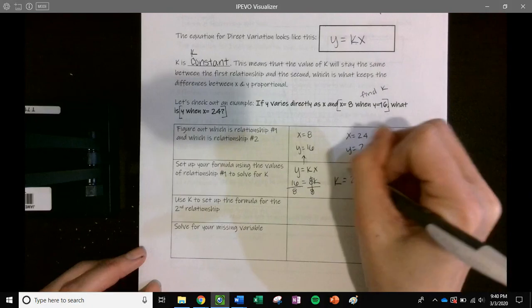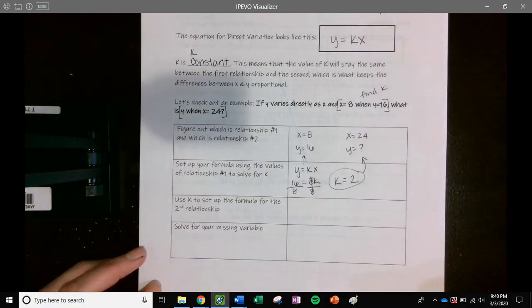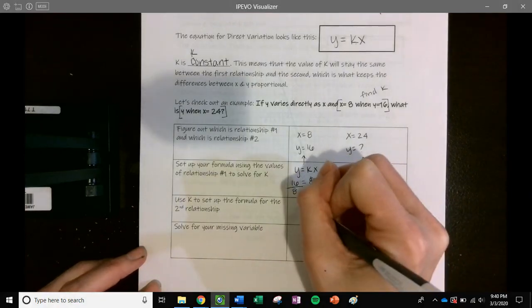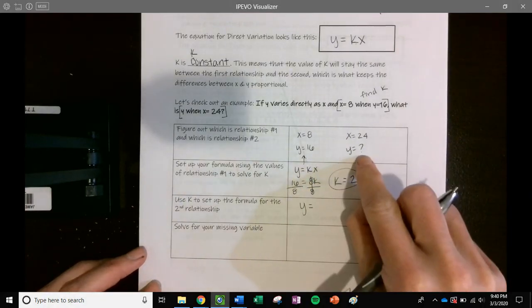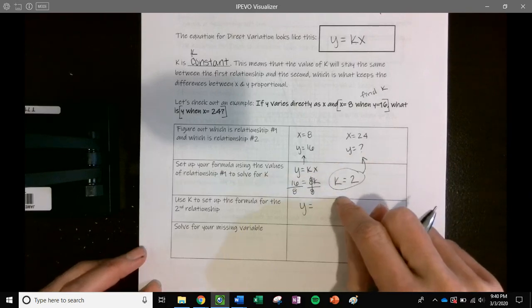So now we're going to use that information plus what we know about relationship number 2 to solve for our missing variable, because this is what the question is actually asking us. The question is not asking us to find k.